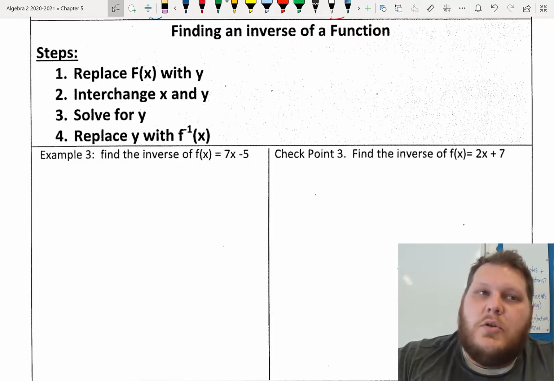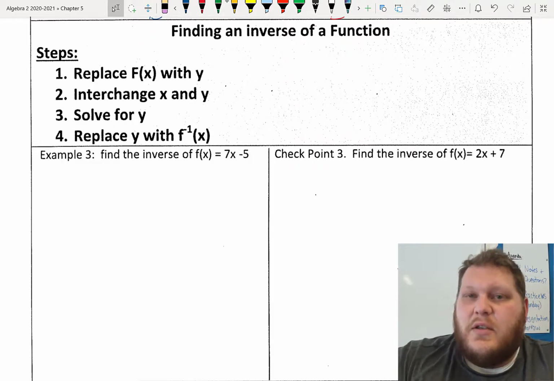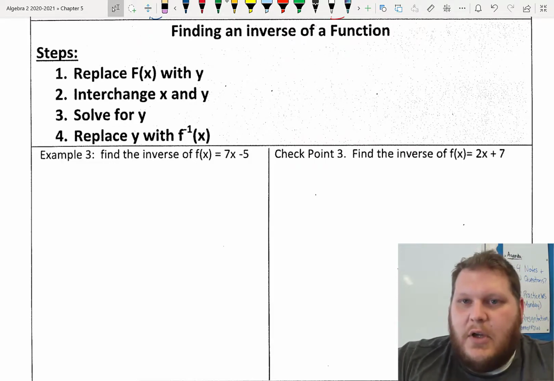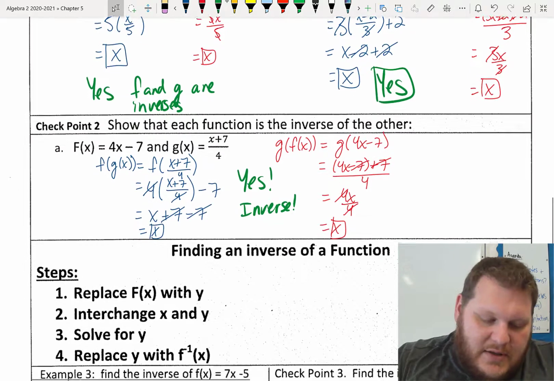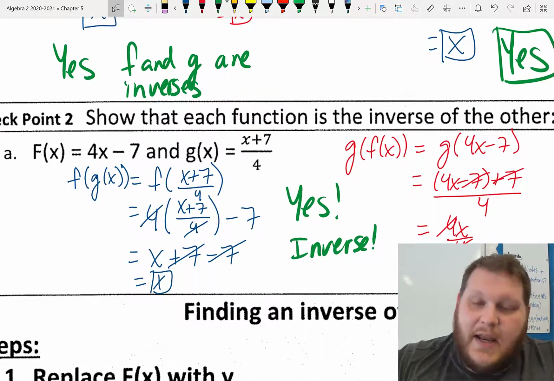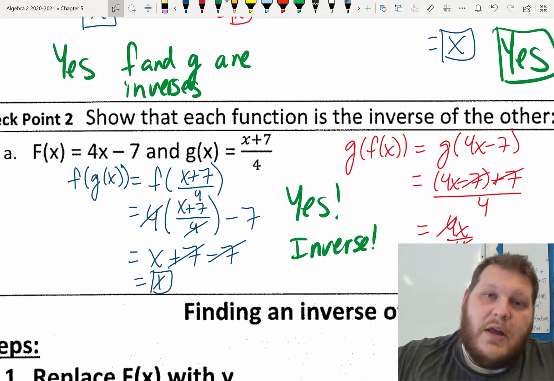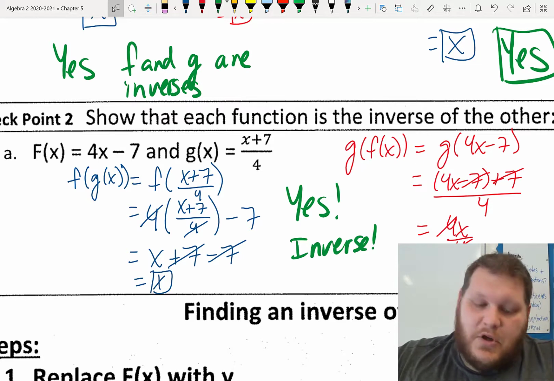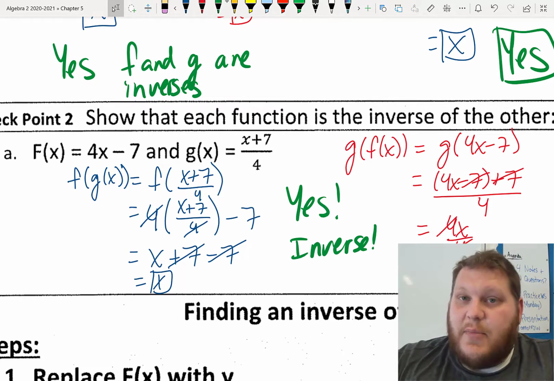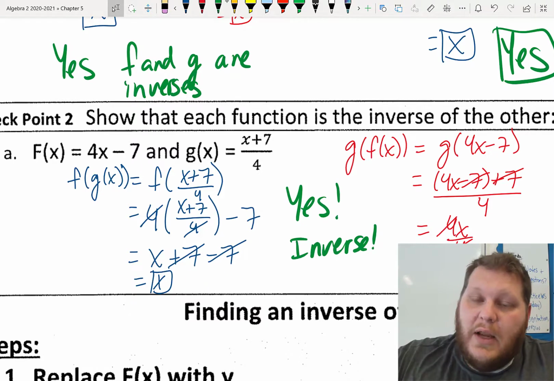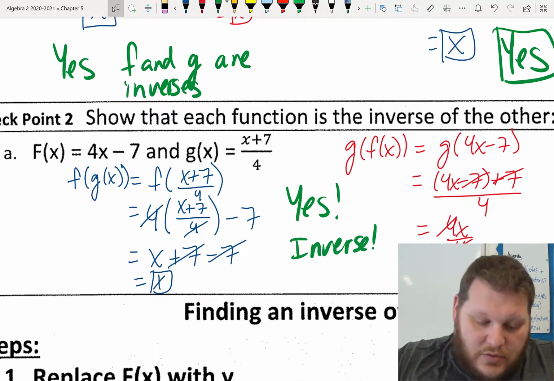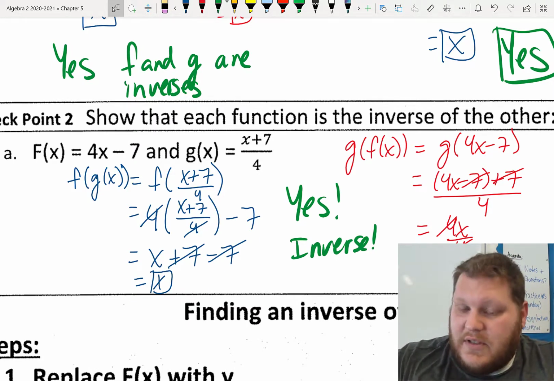The way that we do this is a pretty simple process. Because of what an inverse is, we're trying to find the thing that undoes what's happening to my x value. If I'm looking at these two examples, f of x was taking my x value and multiplying by 4 and then subtracting 7, which means my inverse has to be the opposite of those two things. It has to divide by 4 and add 7, which makes sense. That's why those two are inverses of each other.